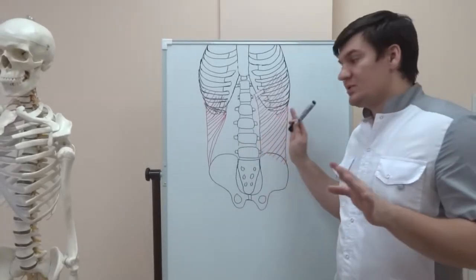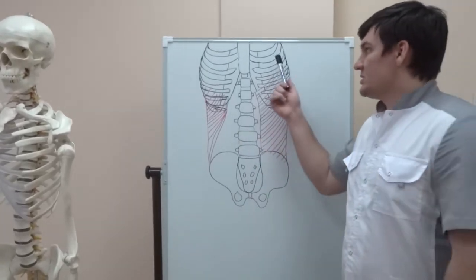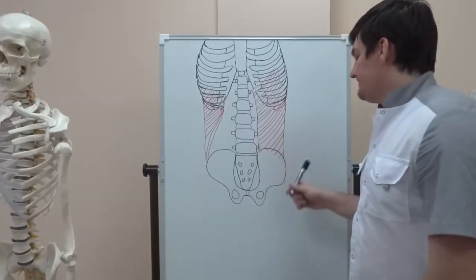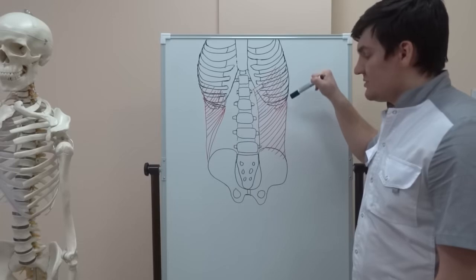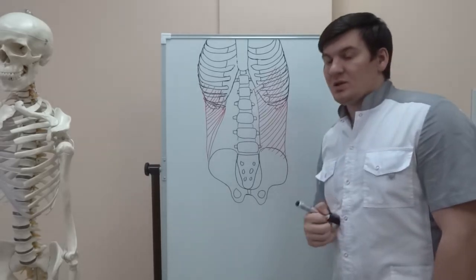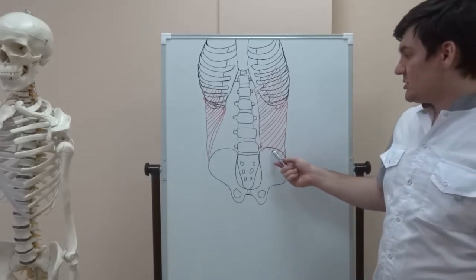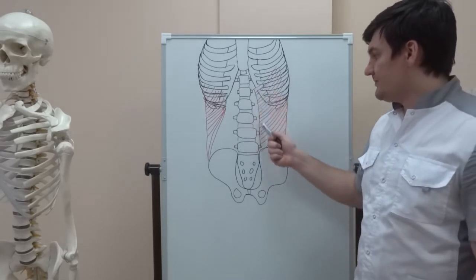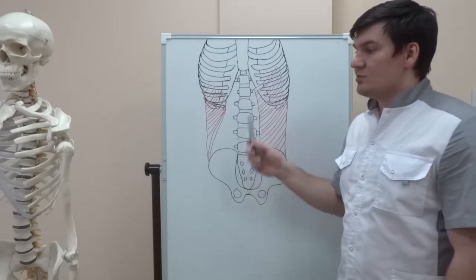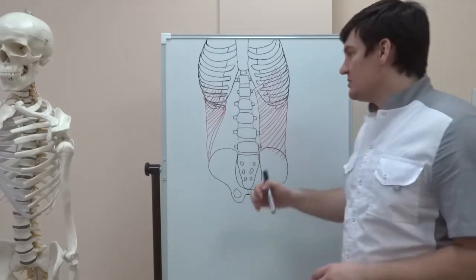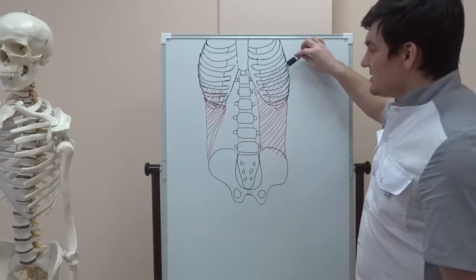Its fibers run outward and inward, starting from the fifth rib and attaching at several points. The upper ribs down to the 12th rib, the iliac bone, and the aponeurosis of the rectus abdominis. In short, the direction of its fibers is outward.